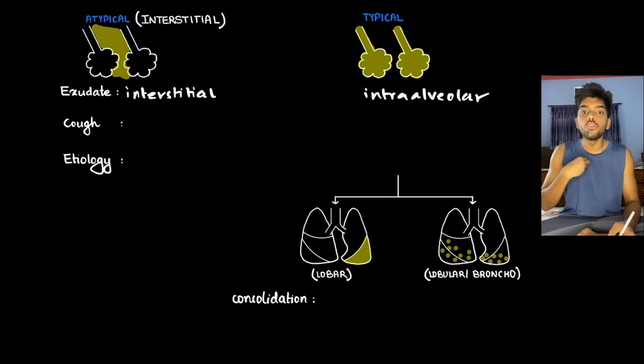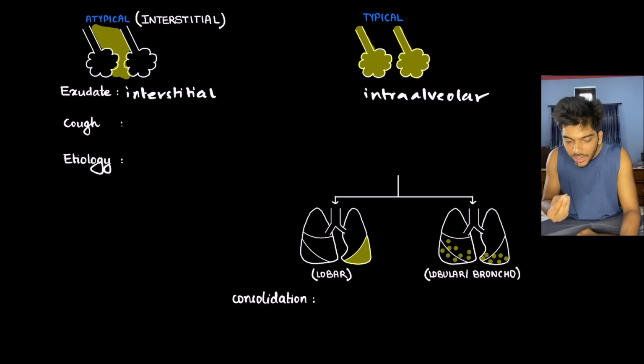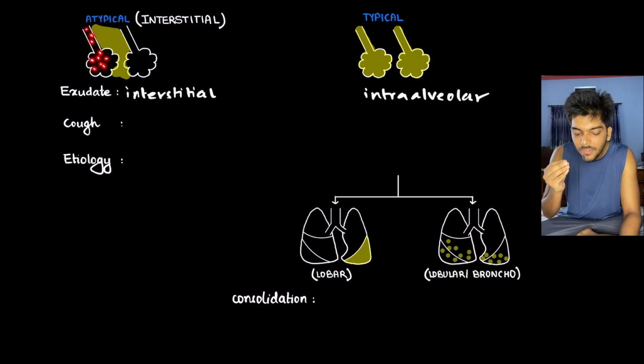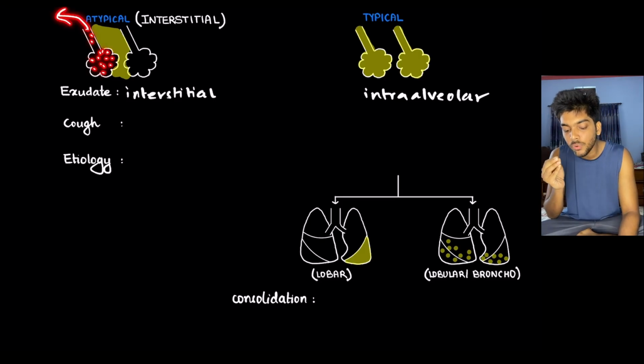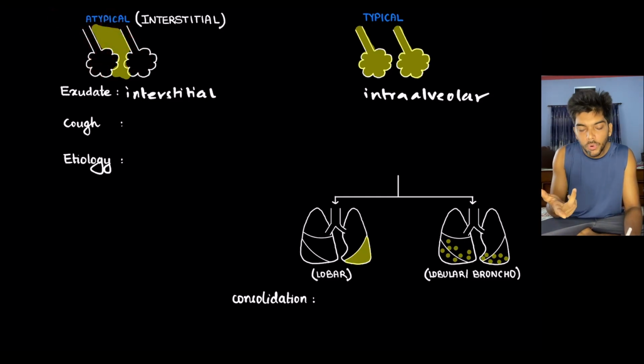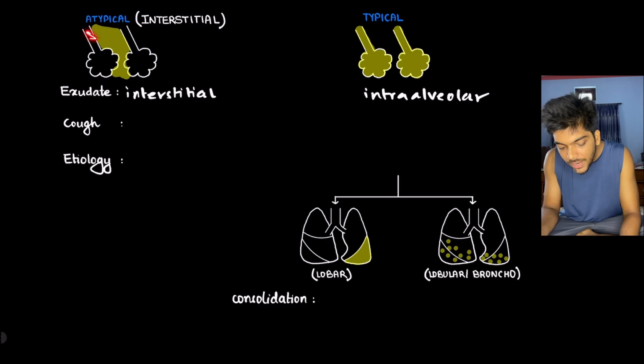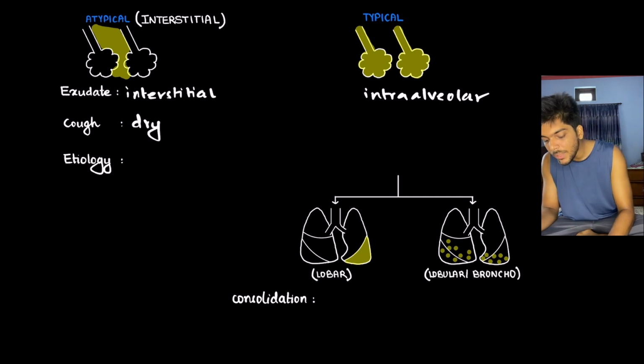Cough. When you cough, what happens? Whatever content is present within the respiratory tract, within the alveoli, gets pushed outside due to pressure difference. In atypical pneumonia, since there is no exudate inside the alveoli, or the alveoli is empty, the cough is dry, nothing comes out. But in typical pneumonia, the intra-alveolar space is filled with exudate. So when you cough, this gets pushed out of the mouth as well. So the cough is productive.